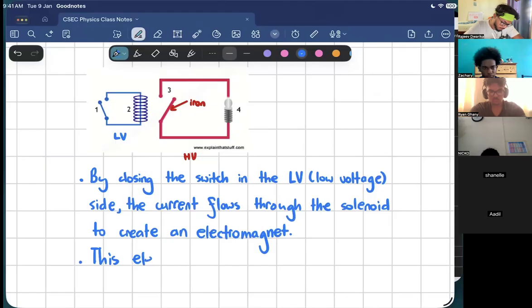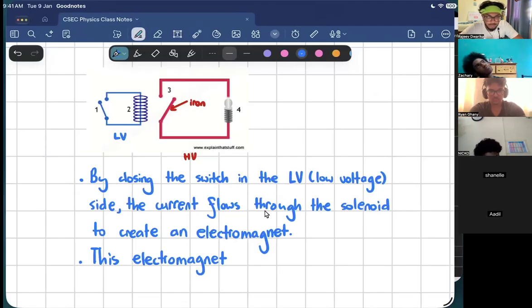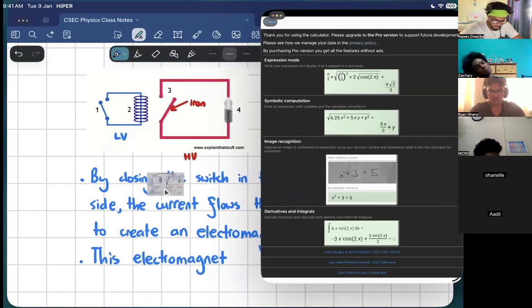This electromagnet, Nikolai, try to finish my sentence. This electromagnet does what now? It closes the high voltage circuit. Say that again? It closes the high voltage circuit. Be a little more specific, and also ChatGPT just generated this more detailed picture.